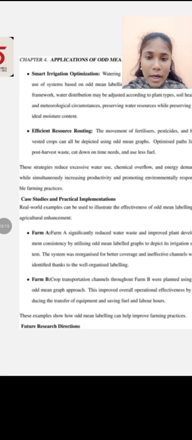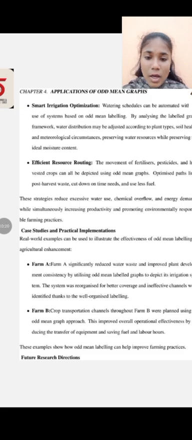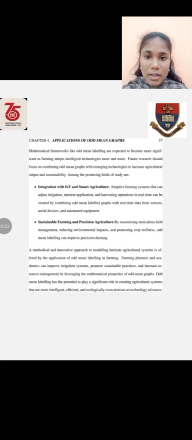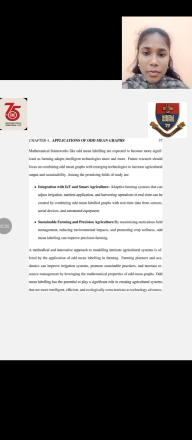Case studies and practical implementation from Form A and Form B. Future research directions. These are the applications for odd-edge labeling.